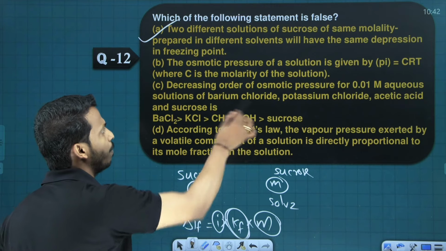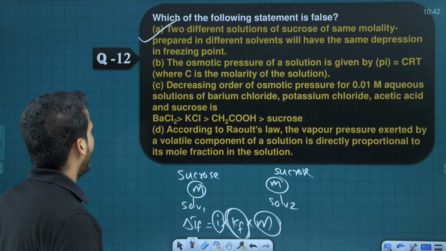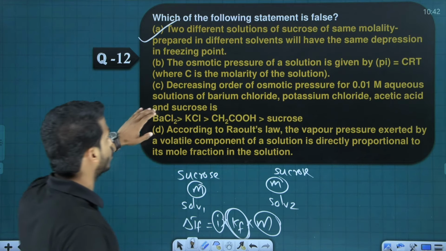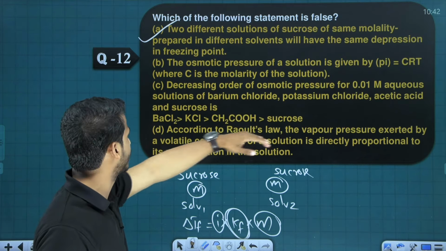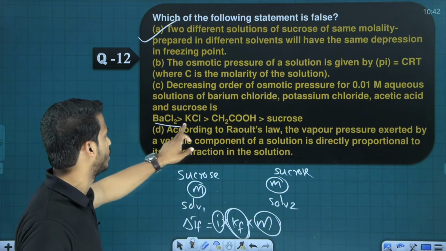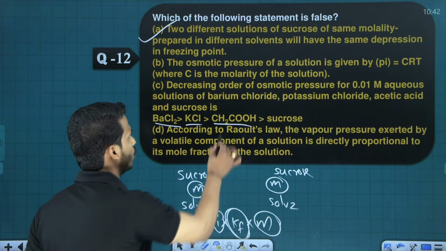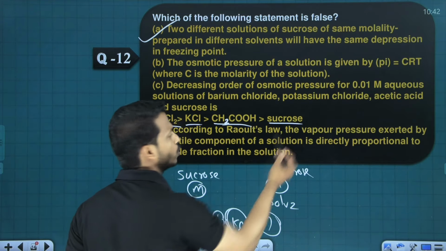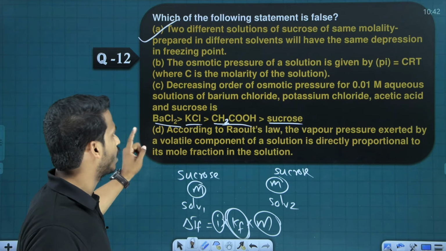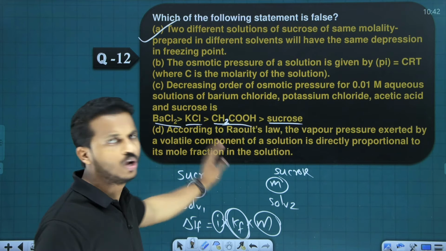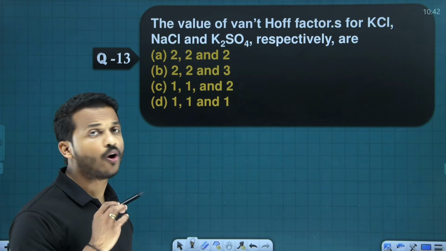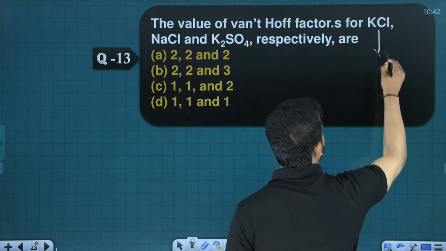Osmotic pressure is given by pi equals CRT, correct. And the decreasing order of osmotic pressure for 0.01 molar aqueous solutions of barium chloride, potassium chloride, acetic acid, and sucrose is correct. See, barium chloride gives more ions, so more osmotic pressure. Then KCl, then the weak acid CH3COOH, then sucrose, a non-electrolyte. According to Raoult's law, the vapor pressure exerted by a volatile component of a solution is directly proportional to its mole fraction, correct. That is option A.